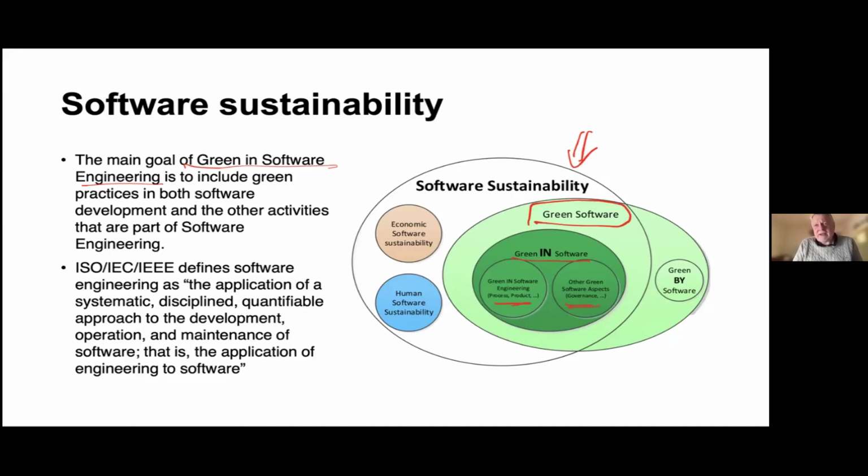For example, when we run the software, we can do that on a server that may have a bad footprint, or we may run it on a device that is very small, requiring not a lot of energy, and all these things in here. So these aspects also need to be taken into account. So this is the focus where we are today.